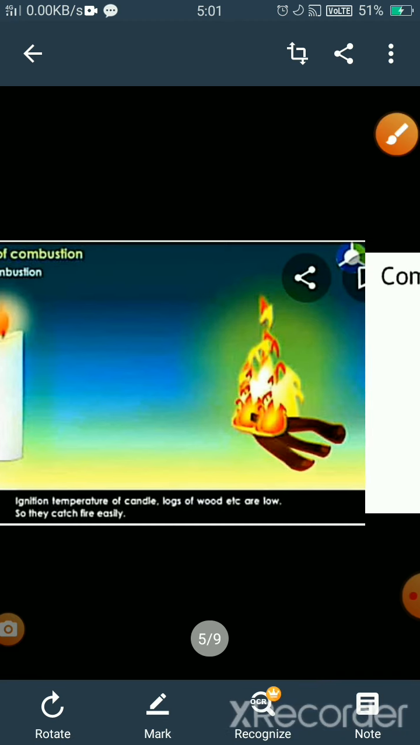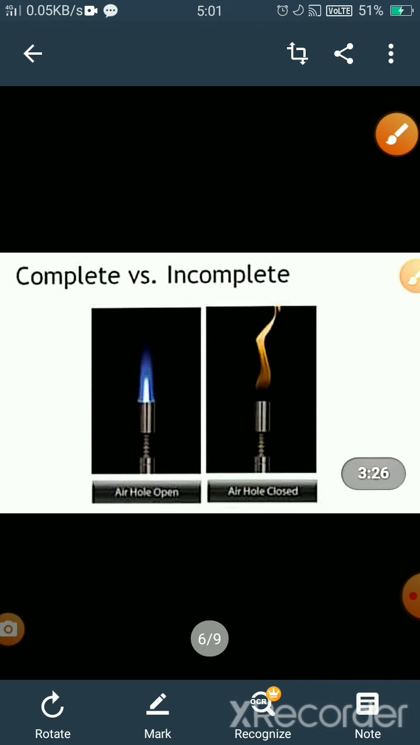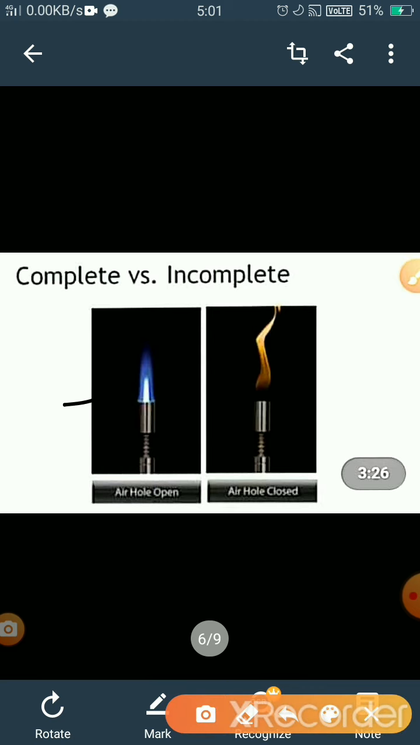Now we discuss complete combustion. Here you can see that the blue color flame is coming out, which shows that it is a complete combustion, meaning there is a proper supply of oxygen. In this the temperature of the flame is also very high and no residue like black residue, smoke or soot will form here. So this is a complete combustion. The color of the flame is blue, and the other one is an incomplete combustion.